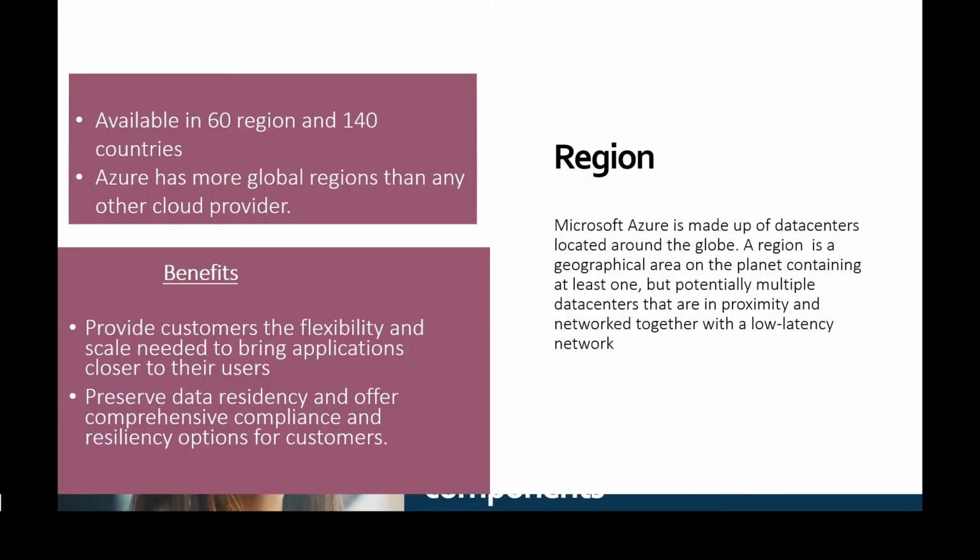So what is a region? Microsoft Azure is made up of data centers located around the globe. A region is a geographical area on the planet containing at least one but potentially multiple data centers that are in proximity and networked together with a low latency network. Each resource is tagged to a region. Whenever we create a server, a virtual machine, a function or anything in Azure, we need to tag the region where we want to set up the data center. That's the main purpose of the region.